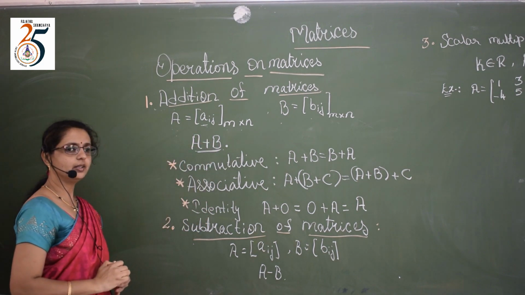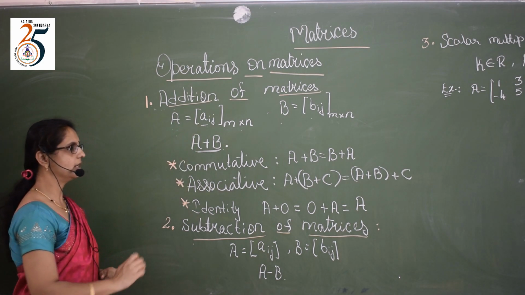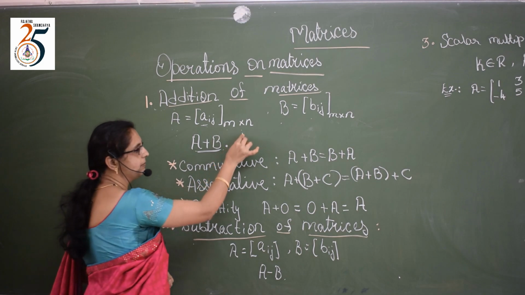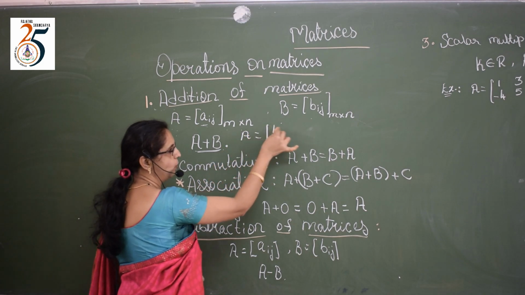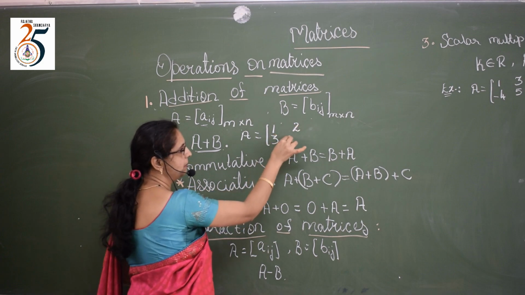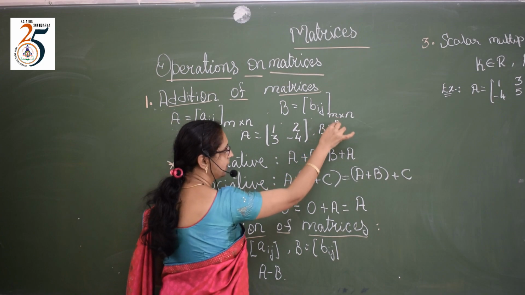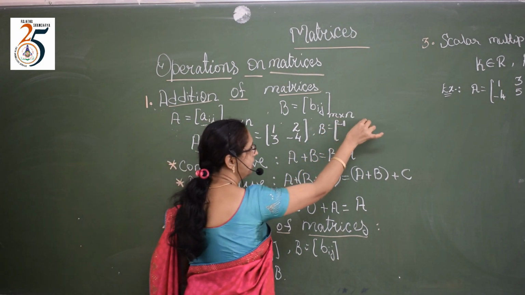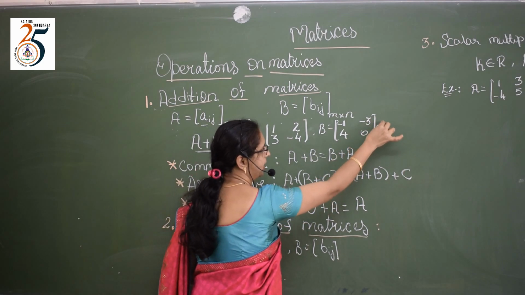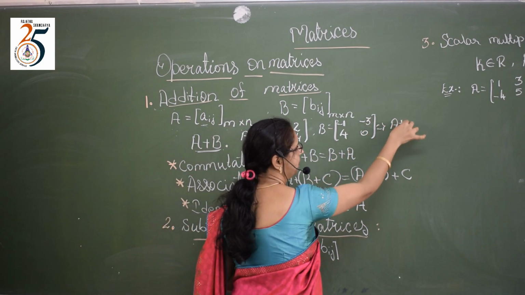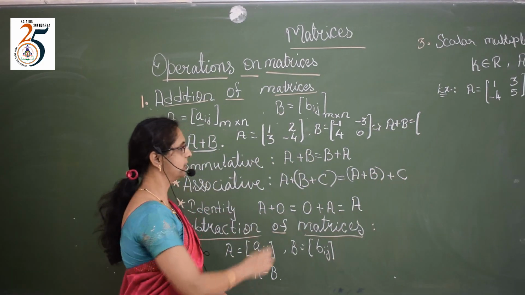To add the matrices means what? They must be of equal order, and not only equal order, the corresponding elements must be added. For example, A is equal to 1, 2, 3, -4 and B is the second matrix -1, -3, 4, 0, then A plus B will be equal to, just add the corresponding elements.